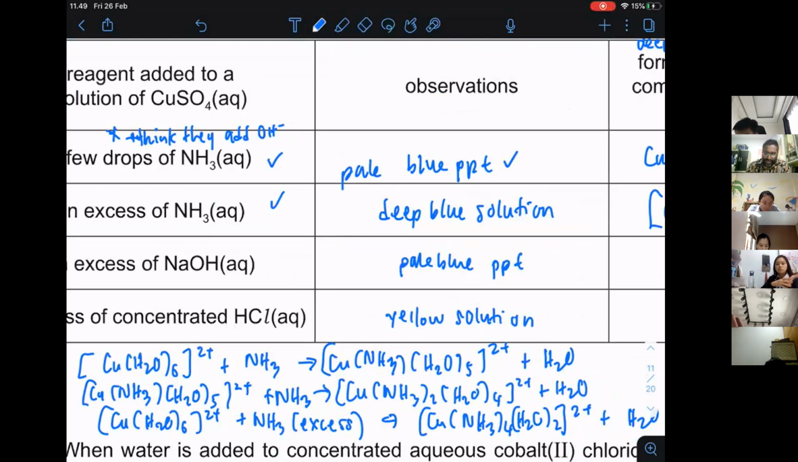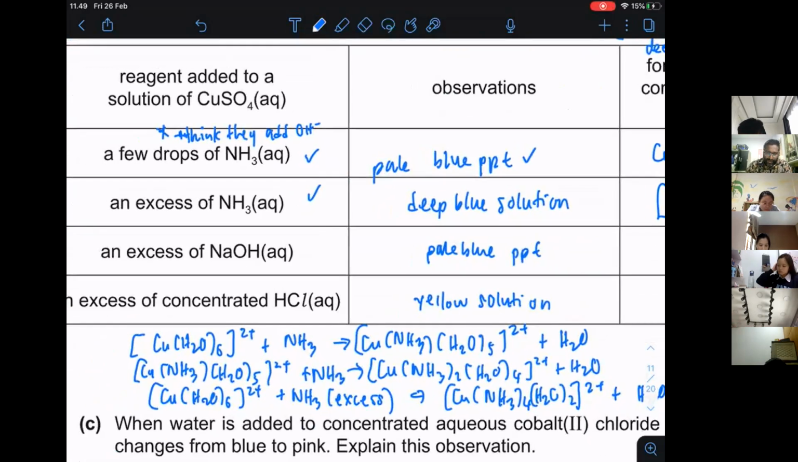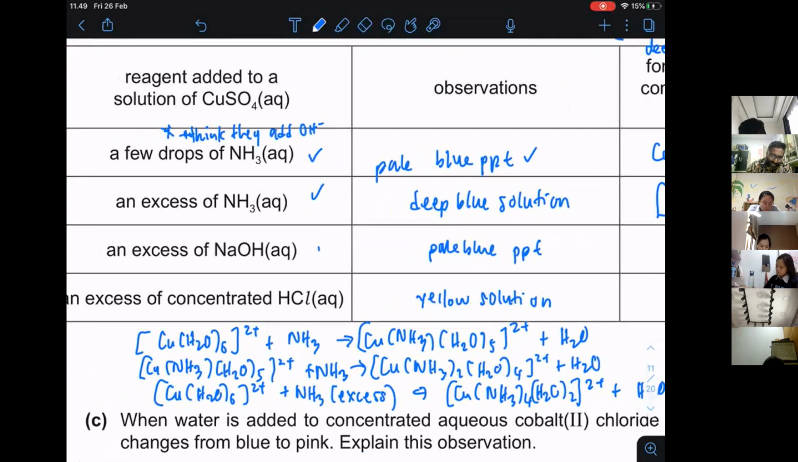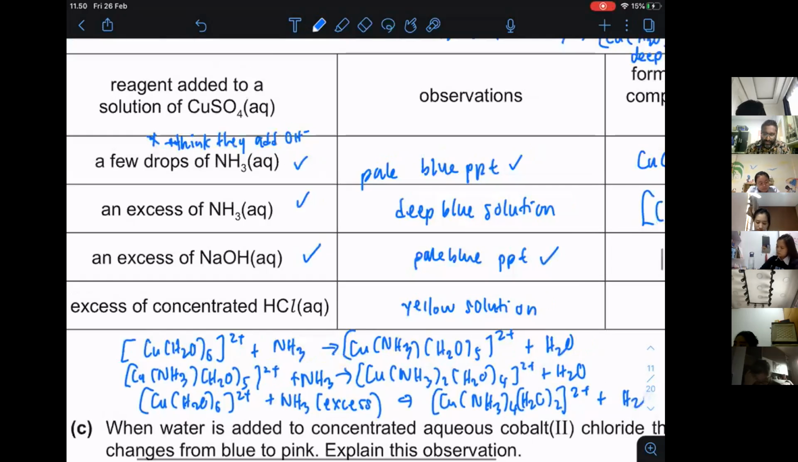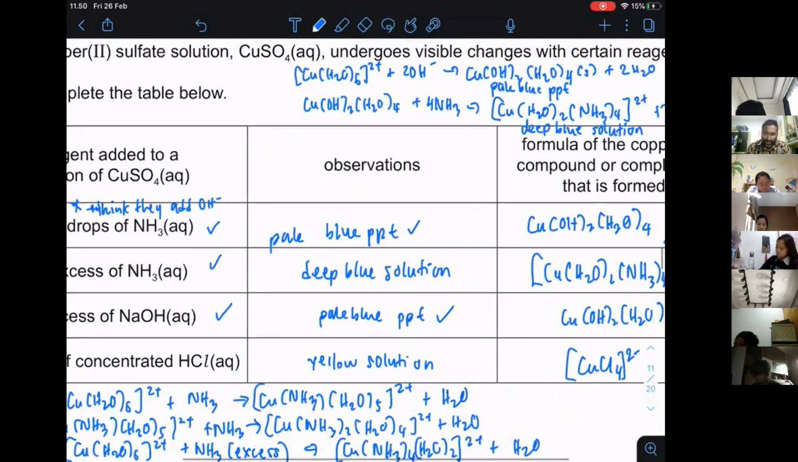So it means this reaction is the same as when you are adding sodium hydroxide. I want you to remember this. This reaction is the same as when you are adding sodium hydroxide, so you will get the pale blue precipitate. And the equation is also going to be the same. What is going to be the equation? The equation is going to be the complex reacting with OH minus.